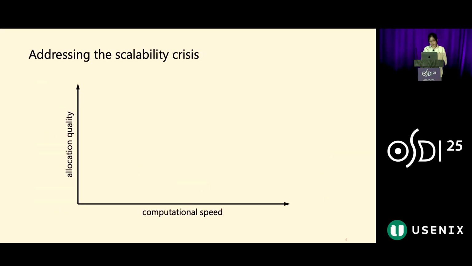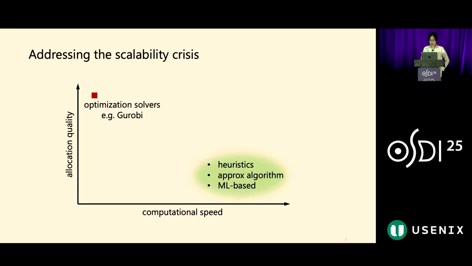To address the scalability crisis, current methods trade off between computational speed and allocation quality. Optimization solvers like Gurobi can find the best solution, but they can be too slow at a large scale. To speed things up, people have tried heuristics, approximation algorithms, and ML-based methods, but these usually give suboptimal results. Besides, these approaches are often domain-specific or workload-dependent. Therefore, our goal is to build a general-purpose resource allocation framework that is both fast and high quality.